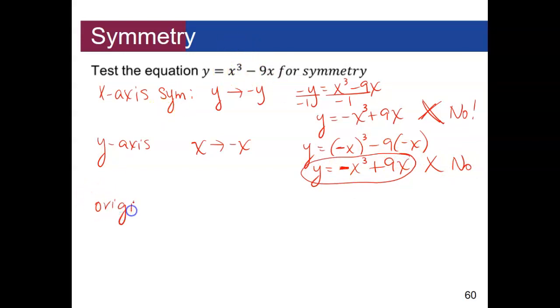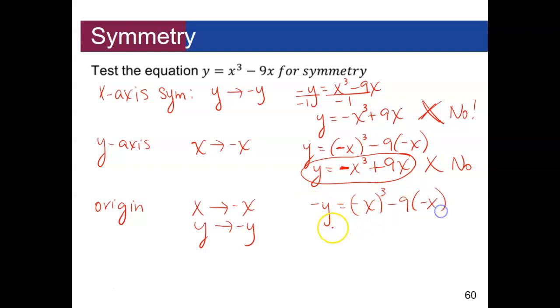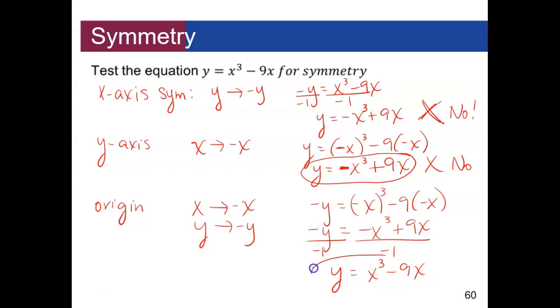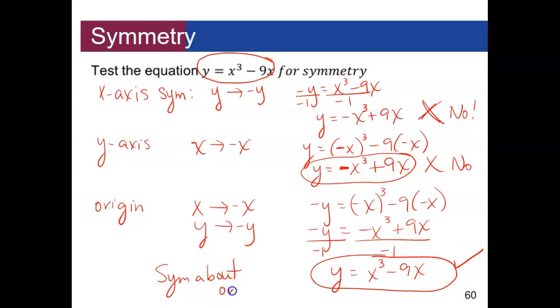And then finally, origin, in the place of x, we're going to put negative x. In the place of y, we're going to put negative y. We're going to simplify, much like we just did. We will need to divide by that negative 1. So we're going to get y equals x to the third minus 9x. And if I compare this back to my original, that is a match. So it does have symmetry about the origin.